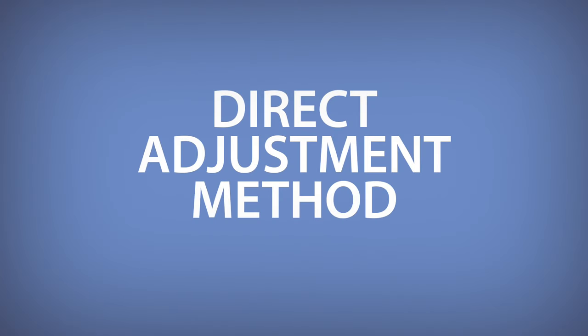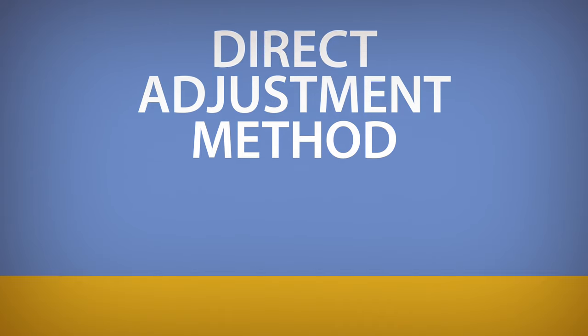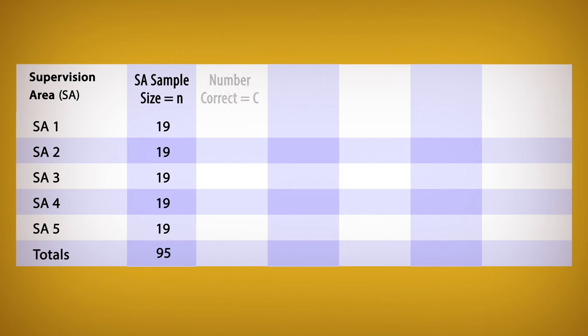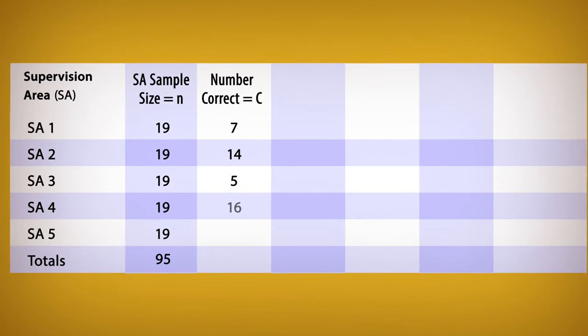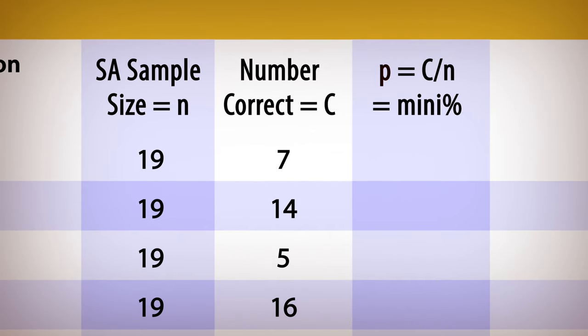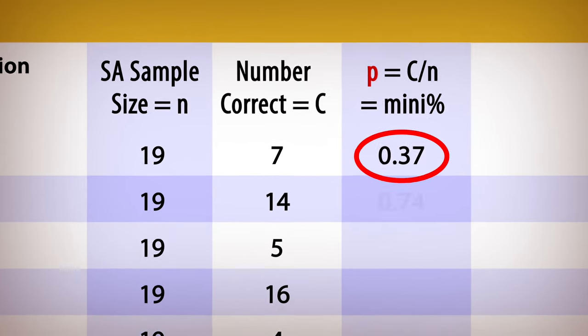We're going to use what's called the direct adjustment method. You can use this table to lay out your calculation. First, list the names of the supervision areas on the left. Then, list the sample sizes used. In this case, 19 each time. Next, the total number of correct answers in each supervision area. Using these figures, we can calculate our mini percentage, or P. Divide the number correct in a supervision area by the sample size, and record the number here.